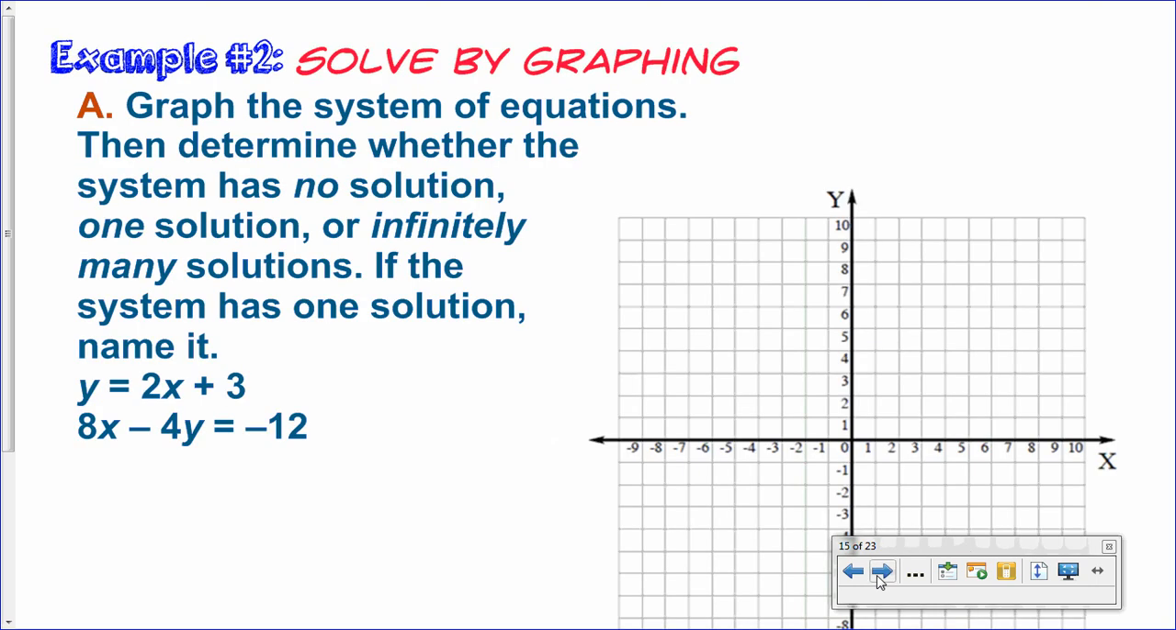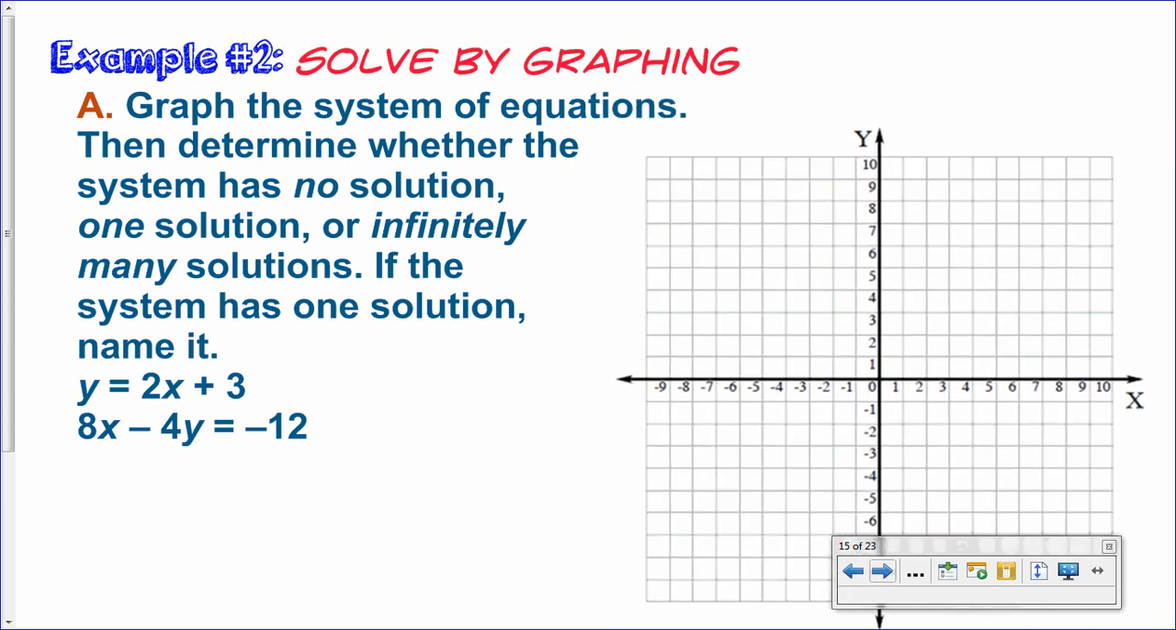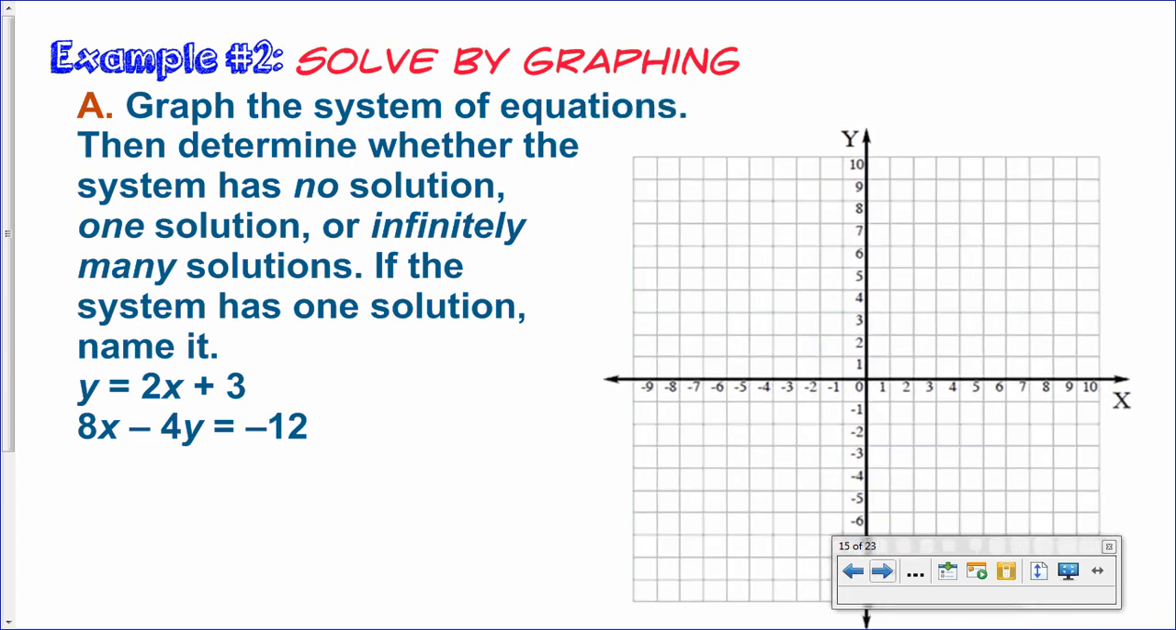Okay, solve by graphing. Graph the system of equations to determine whether the system has no solution, one solution, or infinitely many. Infinitely many would be what? The lines are going to be on top of each other, right? If they have infinitely many, that means that they're on top of each other. Okay? So let's graph these 2 equations. It's probably the easiest way to determine this.